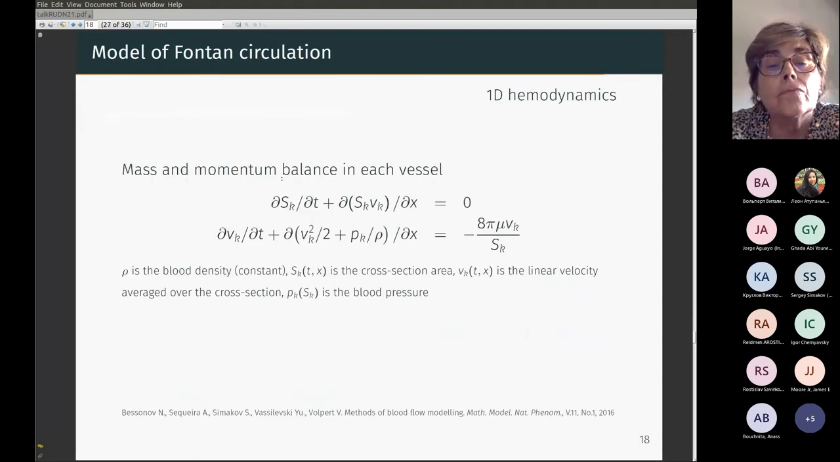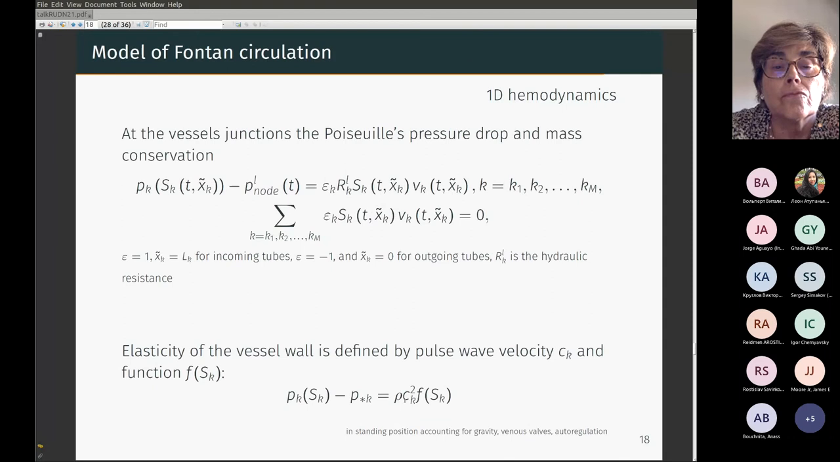The 1D hemodynamic equations are obtained from the Navier-Stokes equations by cross-area averaging, assuming that the tubes are collapsible. So these are the equations, momentum balance and mass balance equations in each vessel of the arterial and venous tree. Vk here is the linear velocity averaged over the cross-section, Sk is the cross-section area, and Pk is the blood pressure. Actually, there are a bunch of different models which vary in different details. I refer here just to a review paper, which discussed several methods or models.